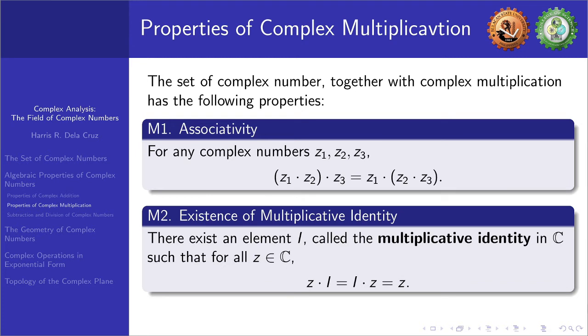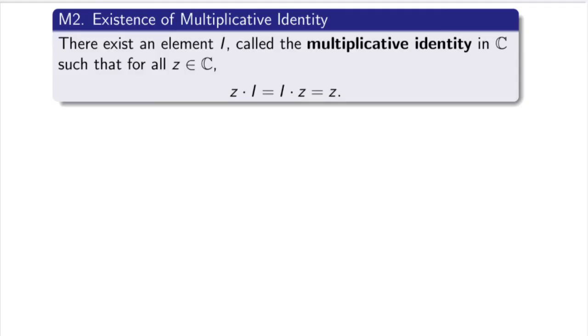Second property, M2, existence of multiplicative identity. There exists an element I called the multiplicative identity in C such that for all complex numbers C, C times I is equal to I times C is equal to C. Multiplicative identity in C is the number such that when you multiply it to any complex number C, the result is the same complex number C. The multiplicative identity in the set of complex numbers is actually the complex number (1, 0).